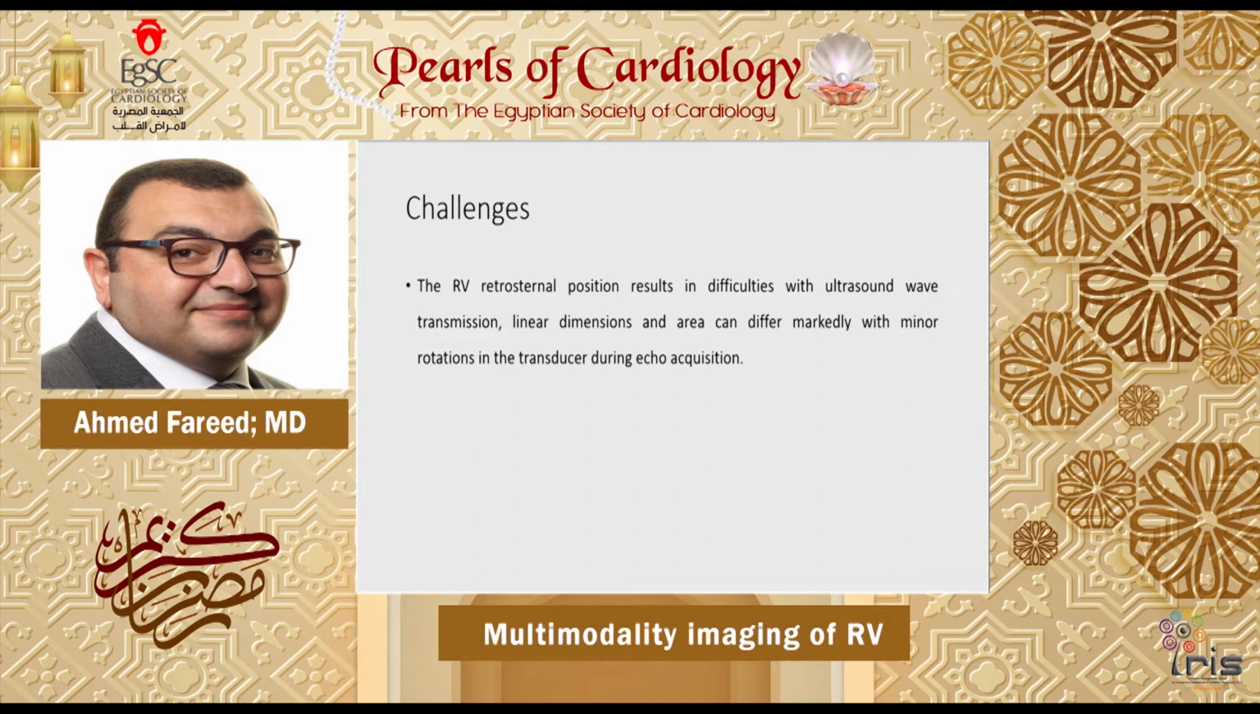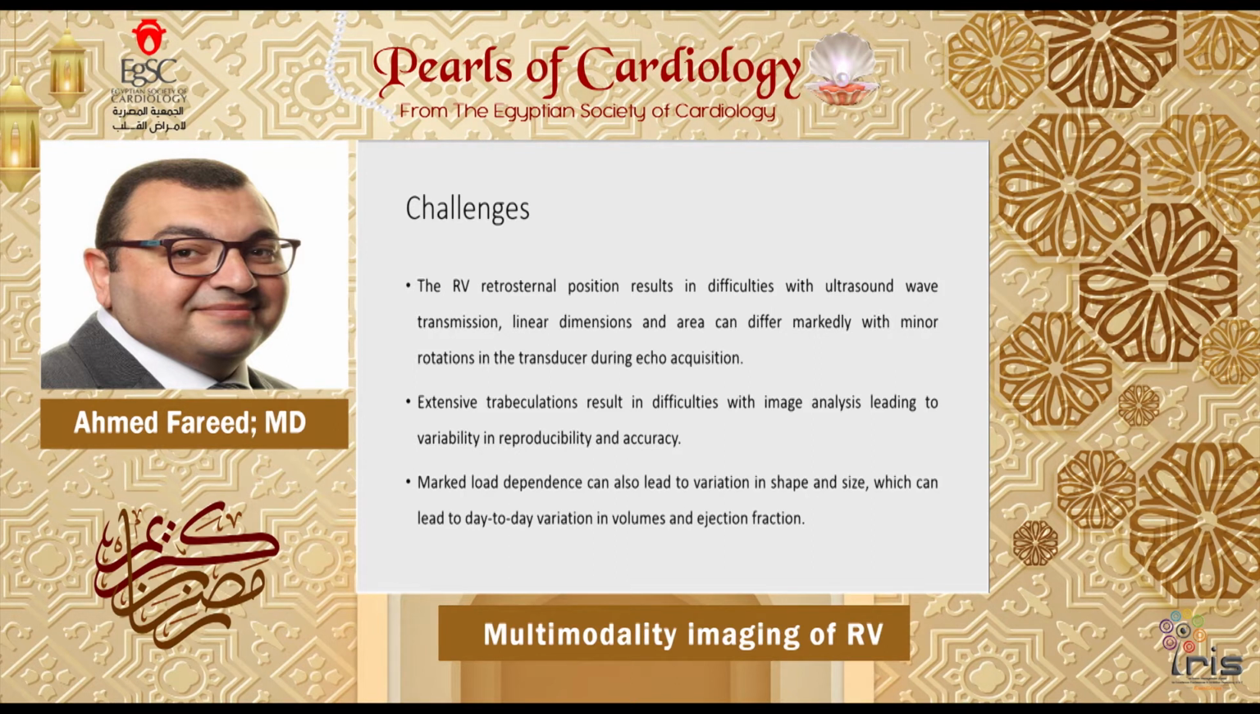Also, the right ventricle's retrosternal position results in difficulties with ultrasound wave transmission, and linear dimensions and area can differ markedly with minor rotation of the transducer during the echo acquisition because of its proximity to the probe. The extensive trabeculations result in difficulties with image analysis, leading to variability in reproducibility and accuracy of assessment by echocardiography. And marked load dependence can also lead to variation in shape and size, which can lead to day-to-day variations in volume and ejection fraction, especially as the right ventricle has a thin wall and accommodates more change in load than the left ventricle.